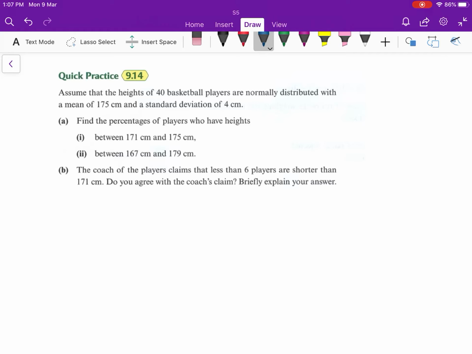Textbook, okay, quick practice 9.14, okay? So look at here. Assume that the height of 40 basketball players, okay, so that means the total number is 40, okay, follows a normal distribution, okay.